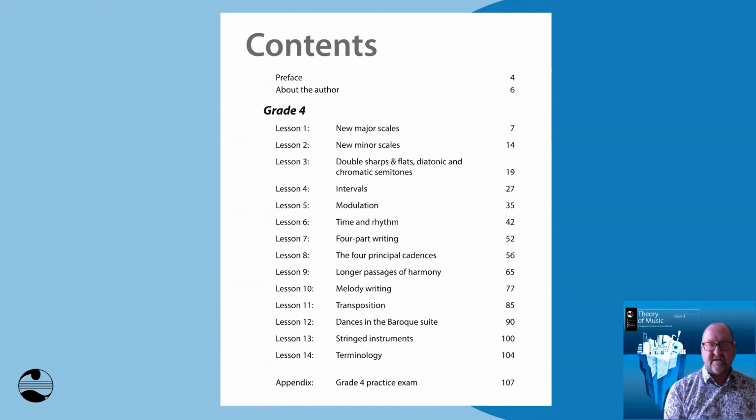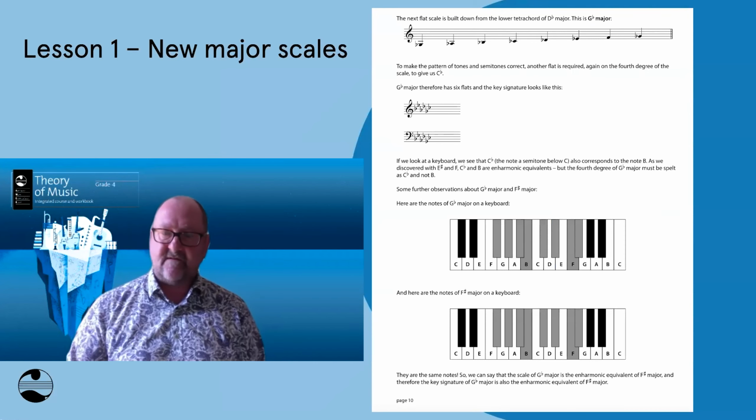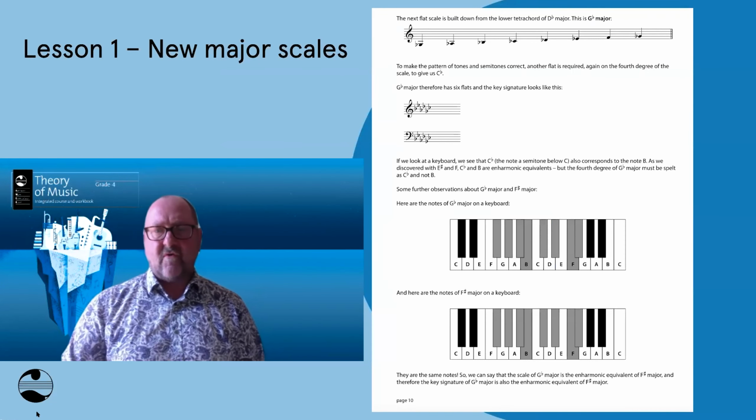A chapter on the stringed instruments of the symphony orchestra, then all the signs and terms that you need to know for grade 4 theory. And the book also includes a past paper, which we've called a practice exam in the book itself. So that's basically everything. And what I thought I'd do is I'd run through everything in order. So let's go ahead into the new major scales for grade 4 theory.